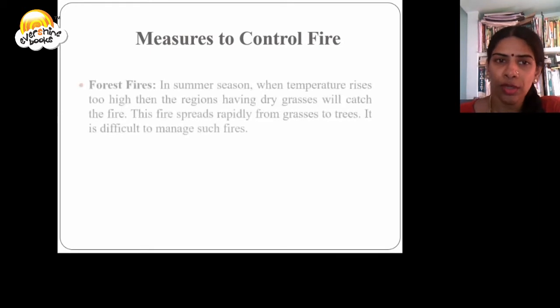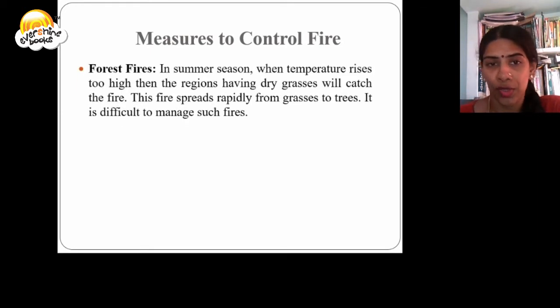Measures to control a fire. Now we are going to see forest fires. In summer season, when the temperature rises too high, what happens? The regions which have dry grasses will catch fire. This fire spreads rapidly from grasses to trees. These forest fires are very difficult to manage.